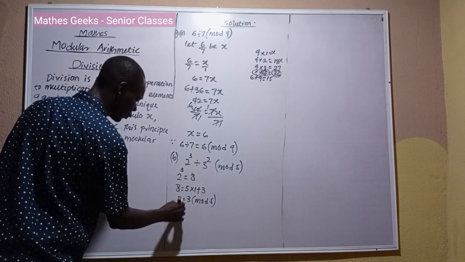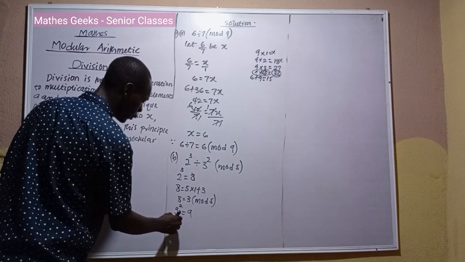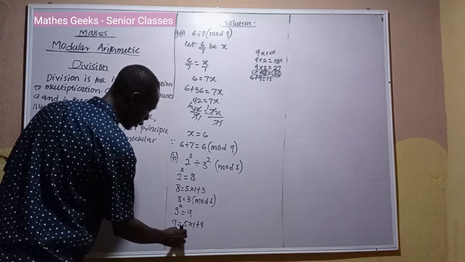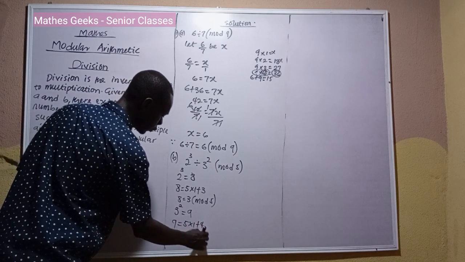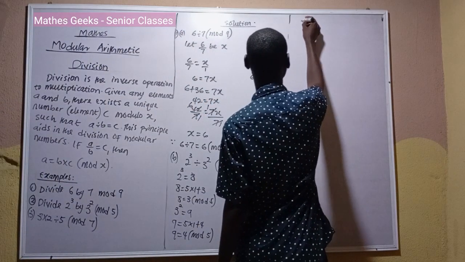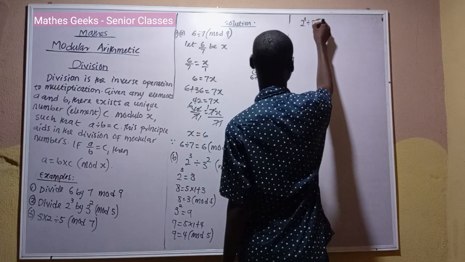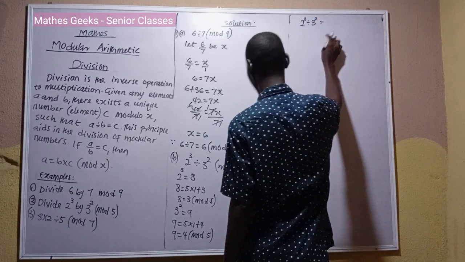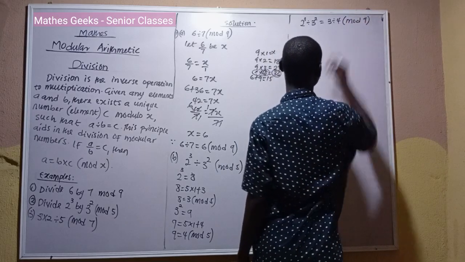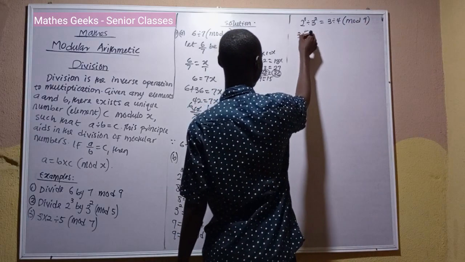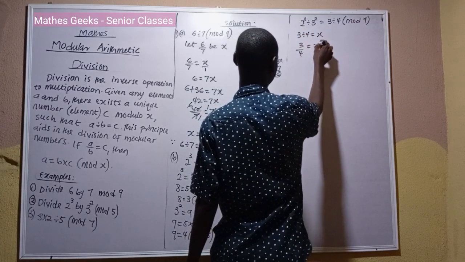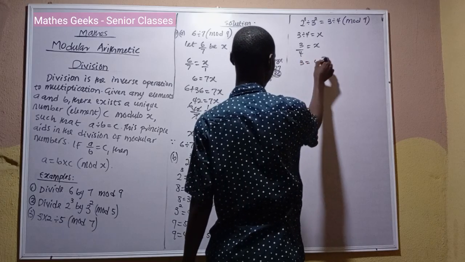3 raised to the power 2 is equal to 9. 9 in mod 5 is 5 times 1 plus 4. So 9 is equal to 4 in mod 5. So we're going to rewrite 2 raised to the power 3 divided by 3 raised to the power 2 as 3 divided by 4. 3 divided by 4 will be equal to x. So 3 over 4 is x. So 3 is equal to 4x.